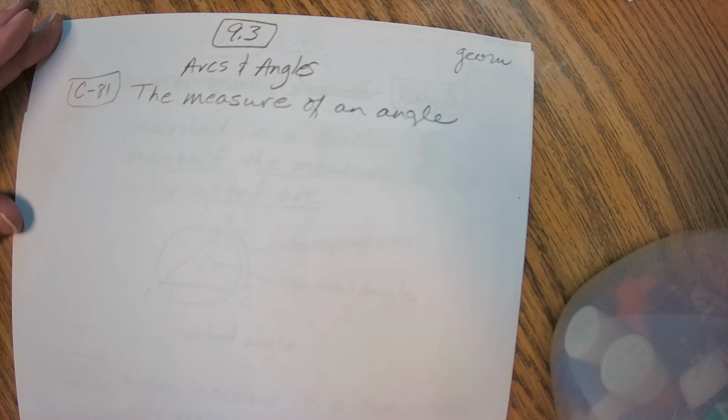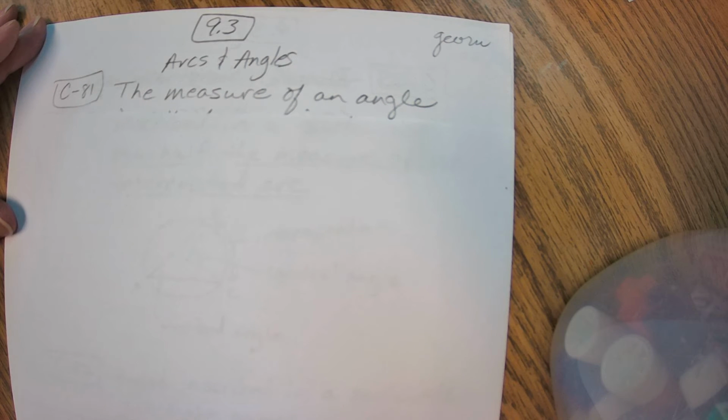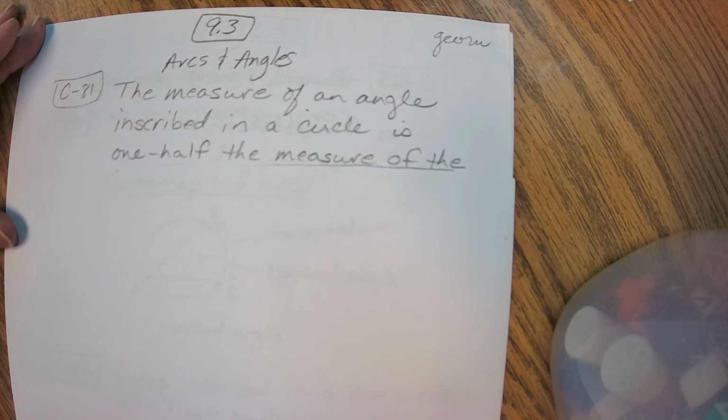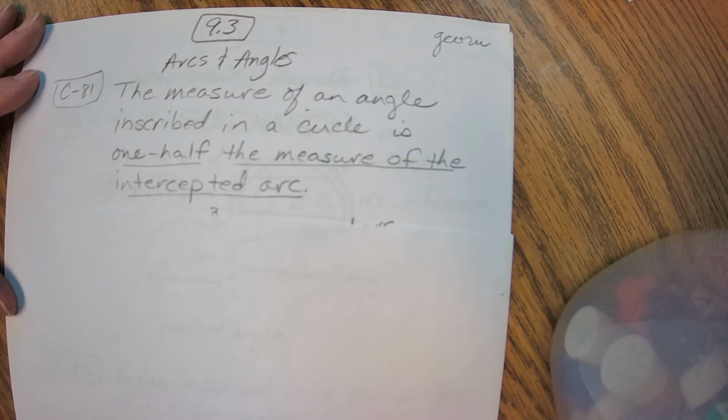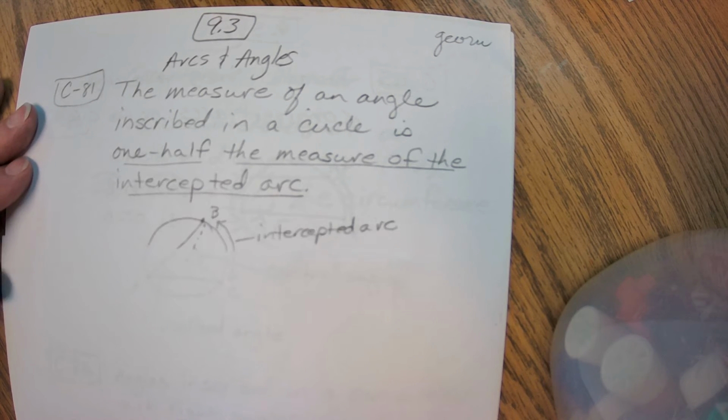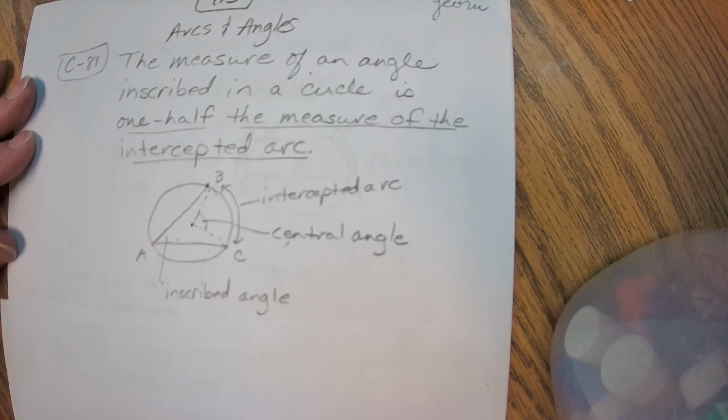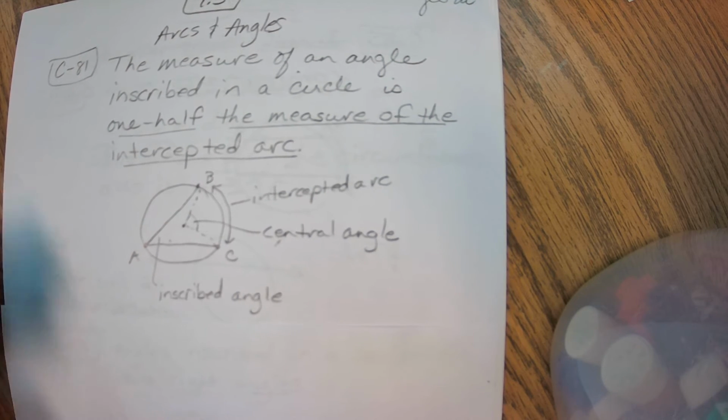Okay, we're on geometry section 9.3, and we are going to talk about arcs and angles. So C81 tells us that the measure of an angle inscribed in a circle is 1/2 the measure of the intercepted arc. All right, let's see if we can demonstrate what that means.